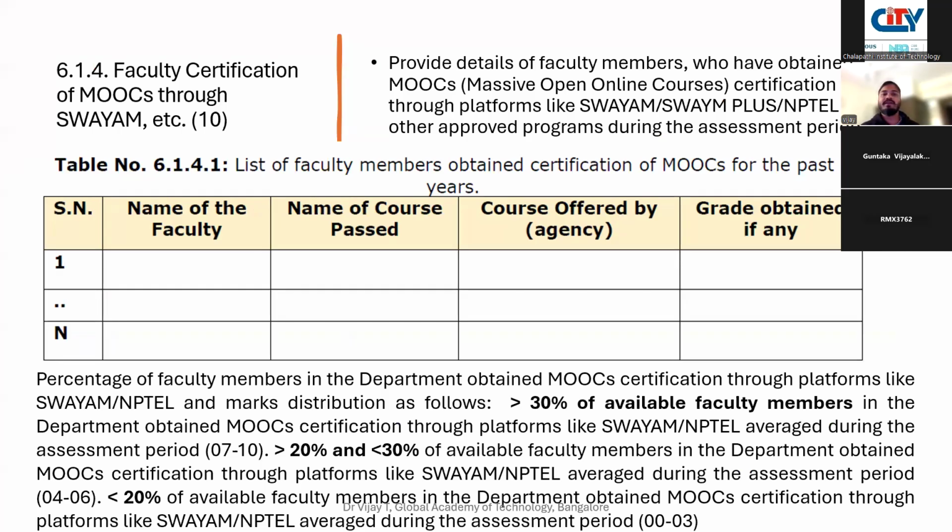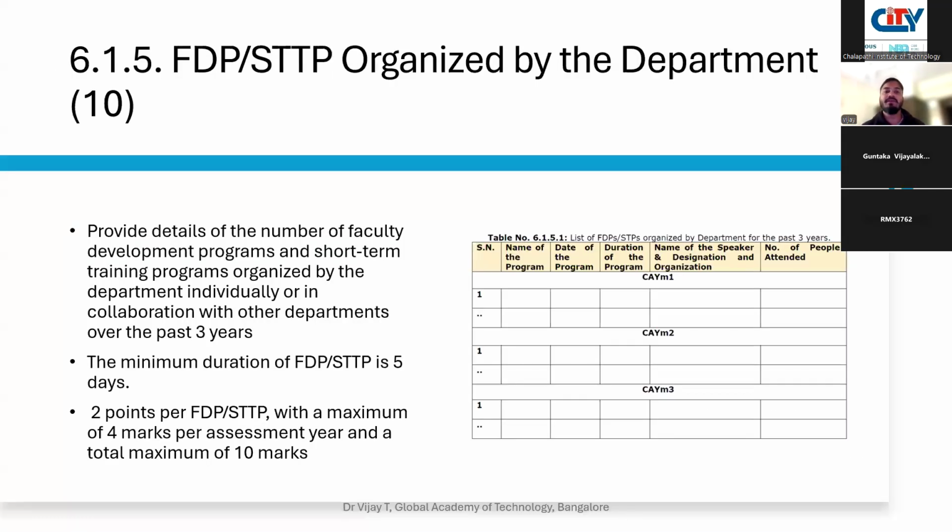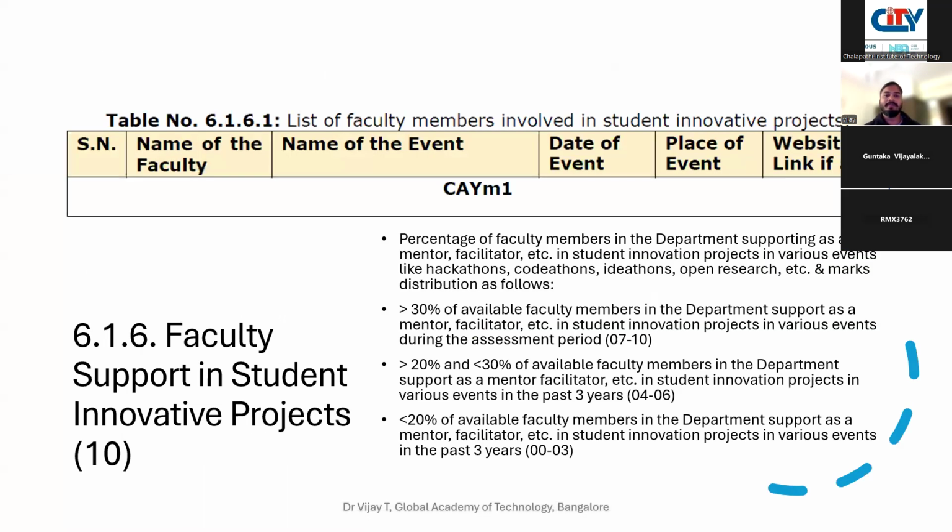So certification of faculty through MOOCs and SWAYAM. So again here, only the proctored examinations would be considered and higher weightage would be given for such. If you have something from Udemy, EDX, Coursera, where a proctored examination is not happening, then it is difficult to justify to the auditors. So what is the number of FDPs organized in the department in the last 3 assessment years? Have to be shown up here.